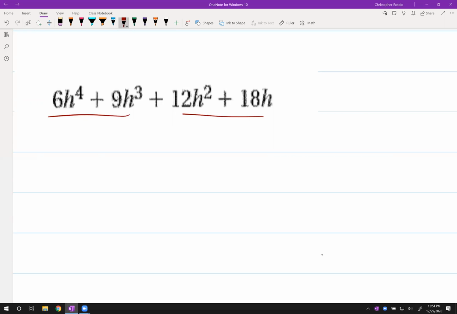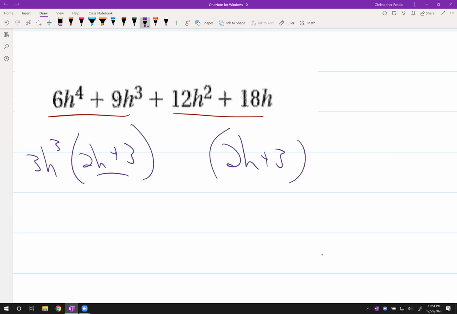All right, first two, although I will give you a heads up, this problem I made a little bit worse. All right, 6 and 9, both divisible by 3, h to the fourth, h to the third. All right, h to the third it is. 2h, how'd I get that? 6h to the fourth divided by 3h cubed plus 3. I need 2h plus 3, right? Like this has to happen.